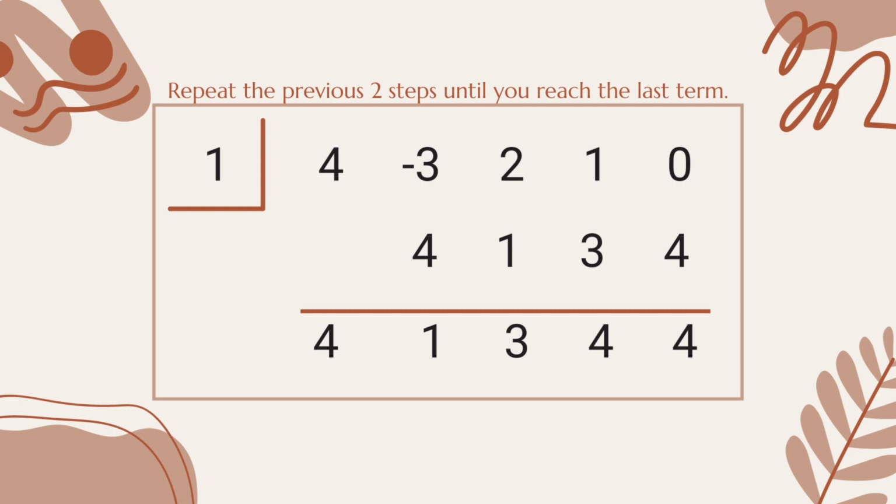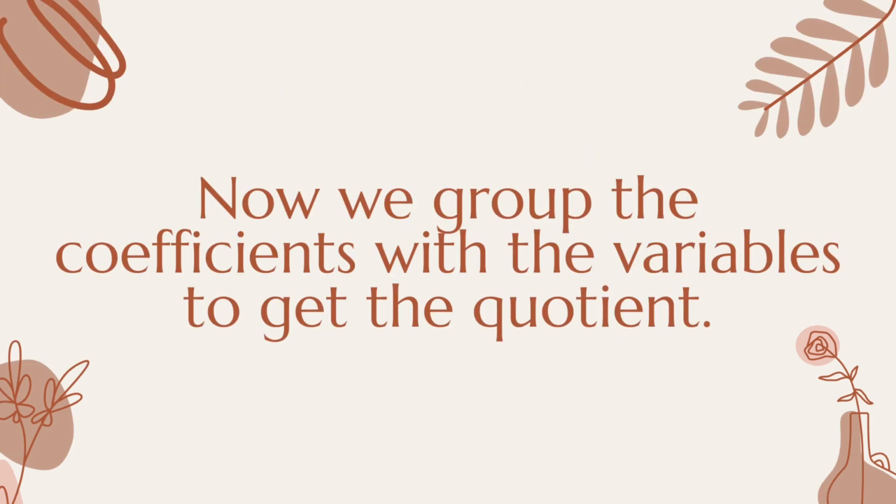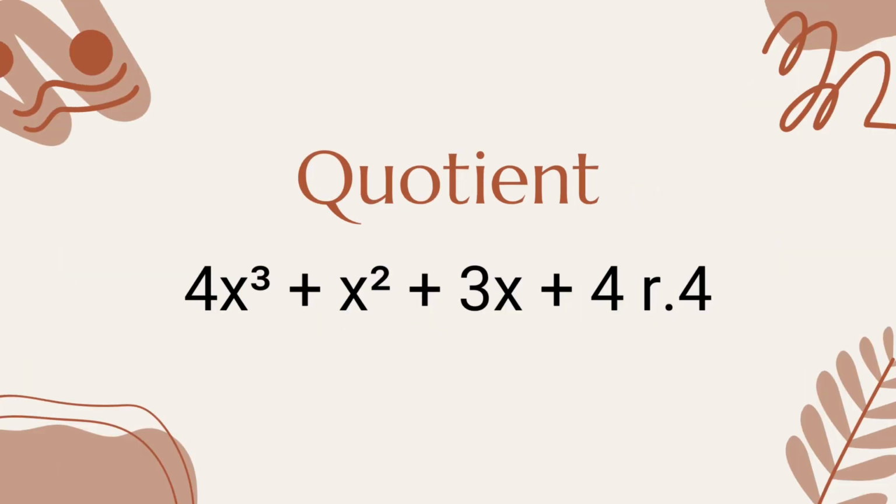Then repeat the previous 2 steps until you reach the last term. Afterwards, you separate the last term, thus obtained, which is the remainder. Now, we group the coefficients with the variables to get the quotient. This is our quotient: 4x cubed plus x squared plus 3x plus 4 with a remainder of 4.